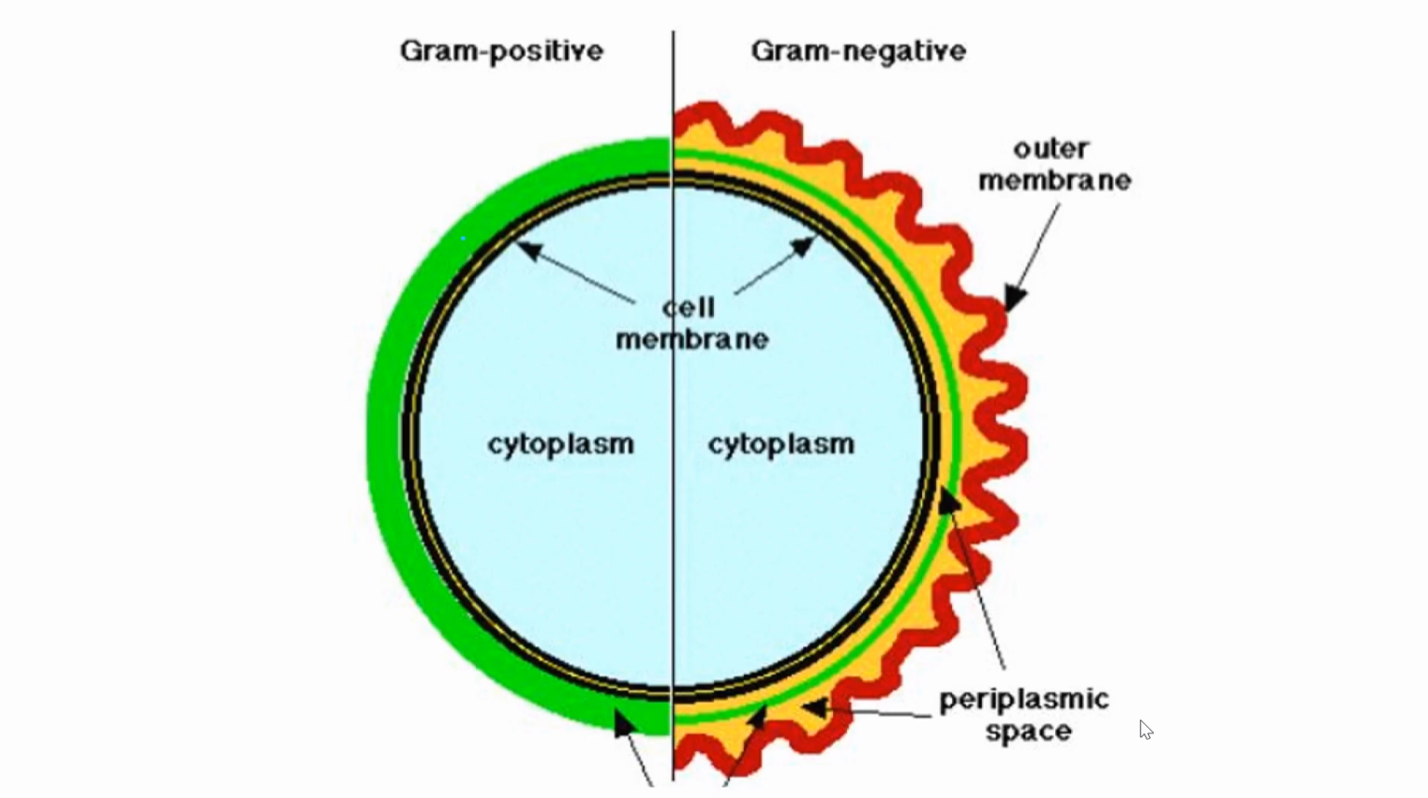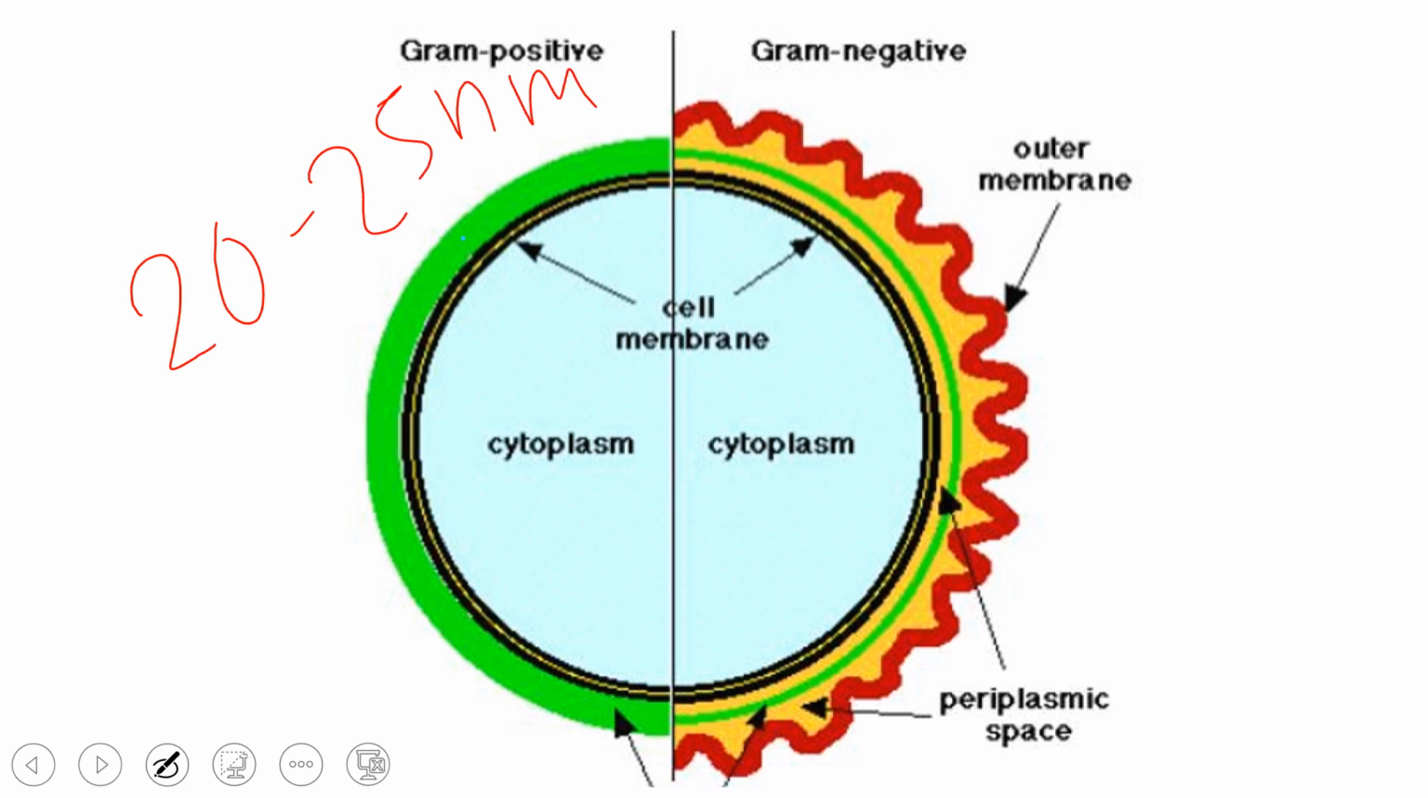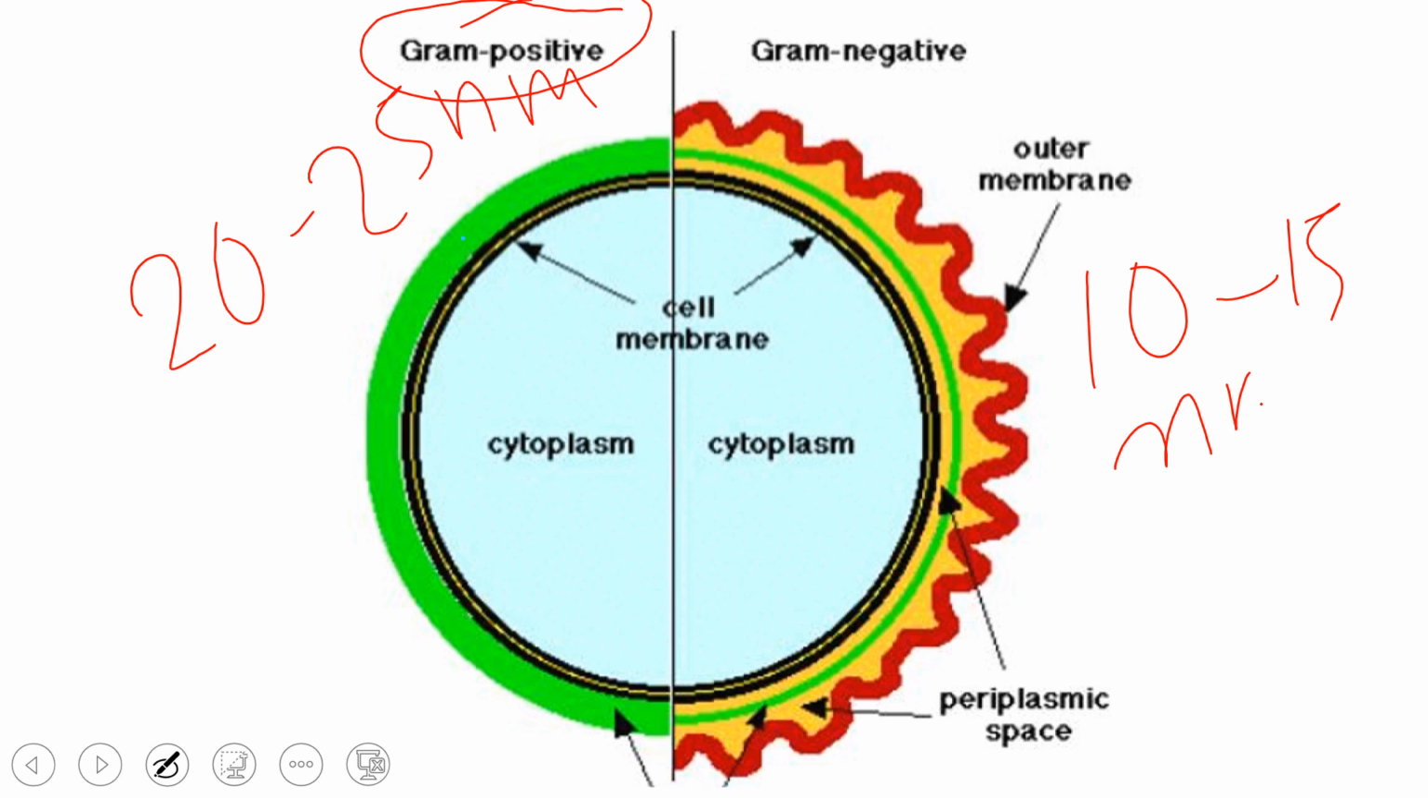So let's talk about the differences between the gram-positive and gram-negative bacteria very briefly. As you can see, gram-positive bacteria have a thick cell wall, whereas gram-negative bacteria have a thin cell wall. The thickness of the gram-positive cell wall is about 20 to 25 nanometers, whereas in the gram-negative it is 10 to 15 nanometers in thickness.